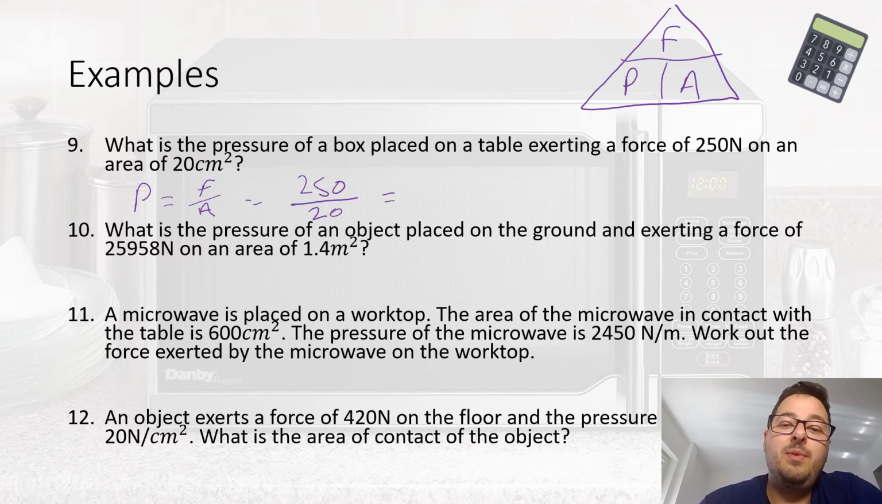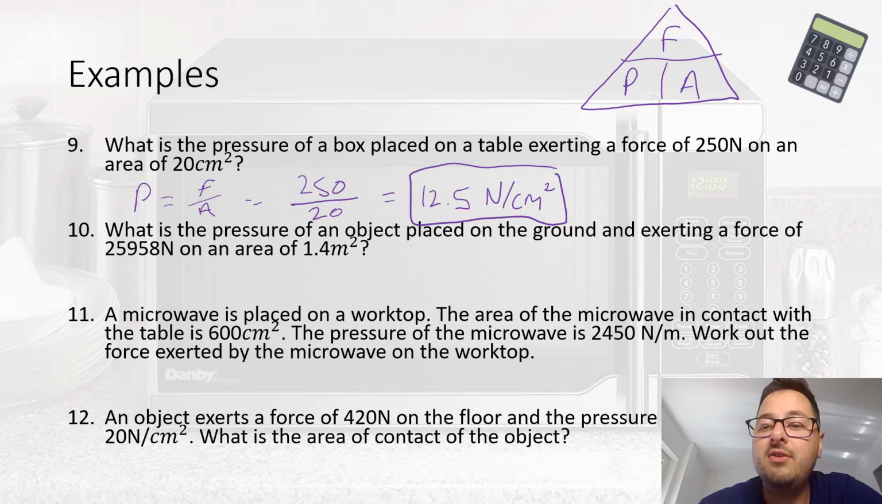So this is going to be 12.5 if you put it in your calculator, and it's newtons per centimetre squared, because those are the units they've given us.